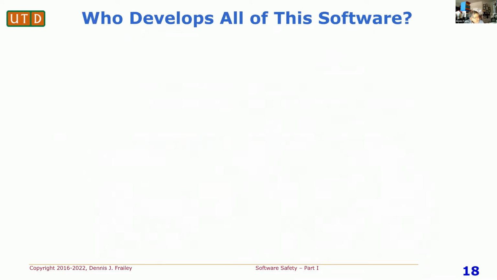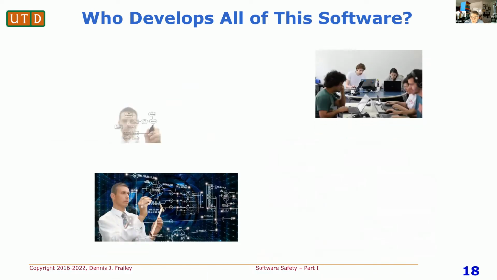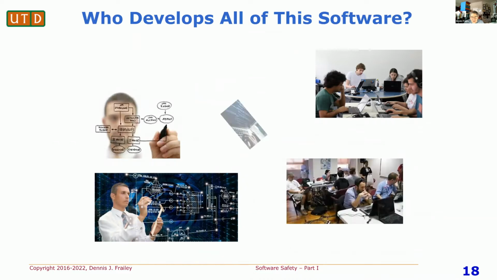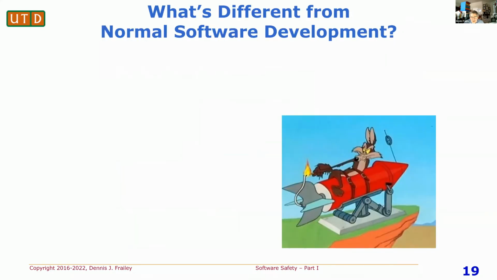All right. Now, all this software is developed by people like yourselves, software engineers. And this is why so many software engineers are needed today, because there's software in all these different kinds of products. But normal software development is often kind of like Wile E. Coyote, if you've ever seen those Roadrunner cartoons, with some way to make it work, sort of, or hope that it'll work.